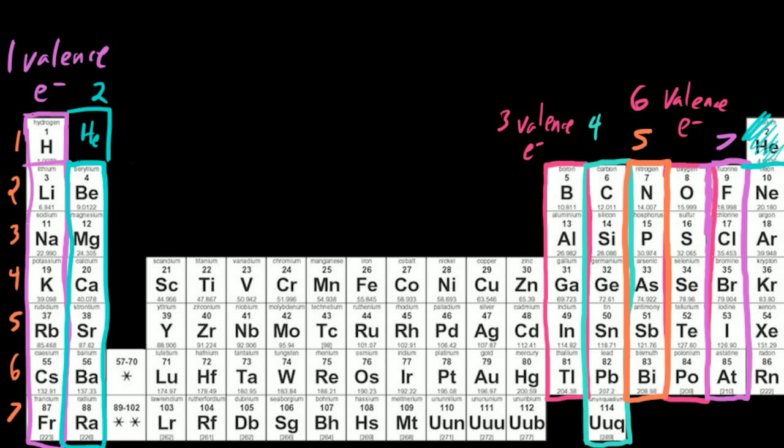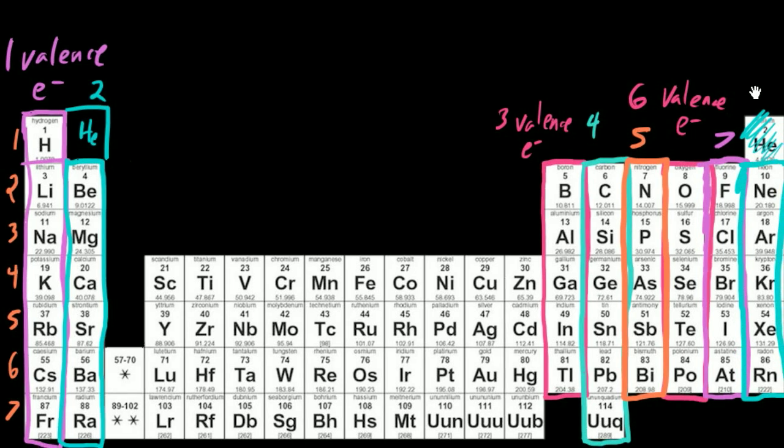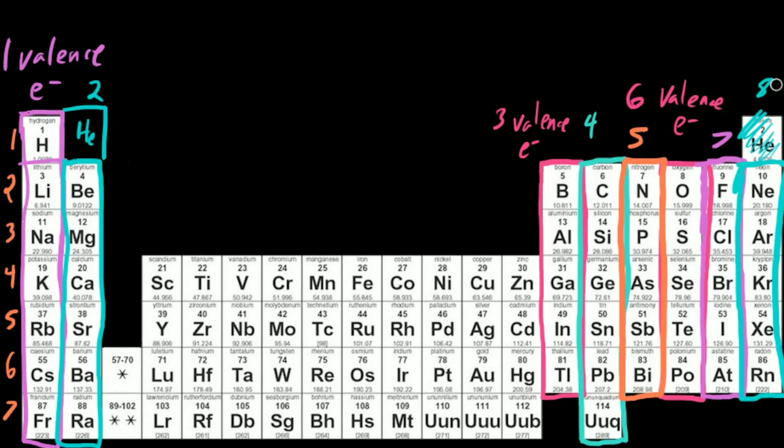But anyway, we can see that all of these elements over here, the elements starting with neon and going down, so all of these noble gases, how many valence electrons do you think all of these have? Well, they're all going to have 8.